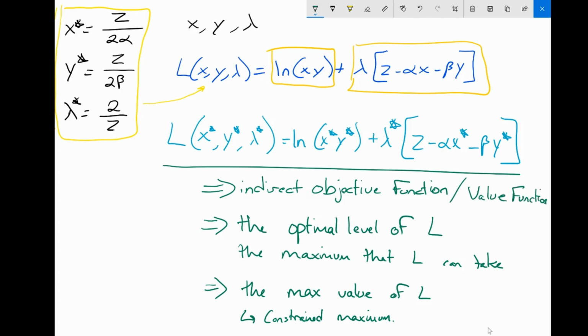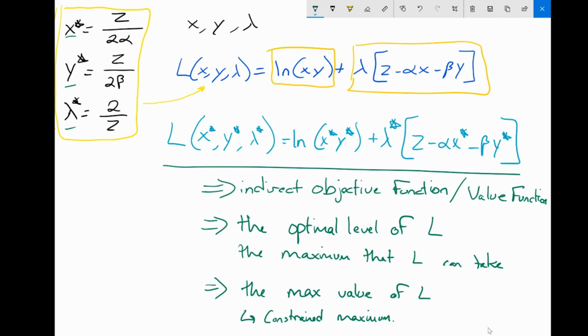Basically what we've done is we've taken our optimal values of x, y, and lambda, and we've plugged them back into the function, and now we have the indirect objective function. It is the function at its maximum. That's if we're maximizing. It also could be the minimum if we were minimizing. Okay. All right. So with that said, what can we do with it from there? Well, let's make a couple observations.